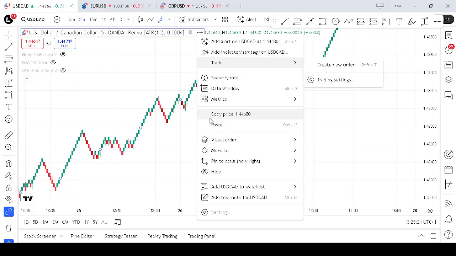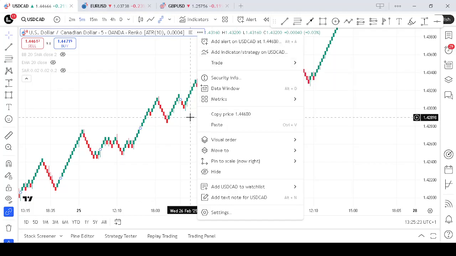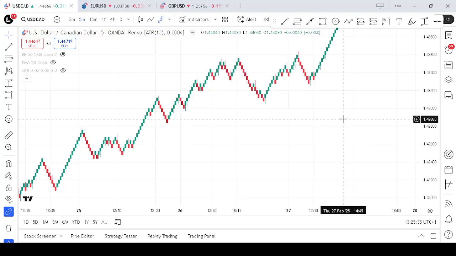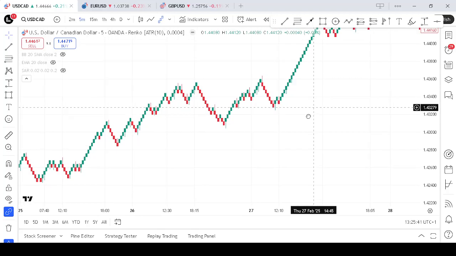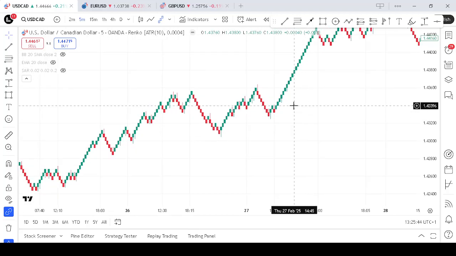The smaller the brick size, the more sensitive the chart will be, making it react to price changes, which is ideal for short-term trading, for scalping. So the smaller the brick size, the more sensitive the chart will be. We have to make sure we use at least a 5 or 10 pip brick for this strategy.